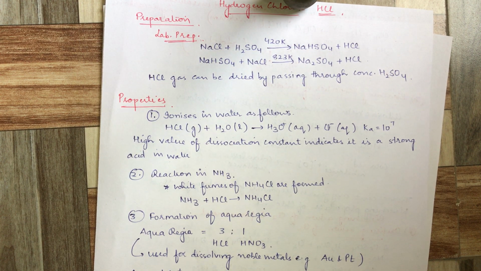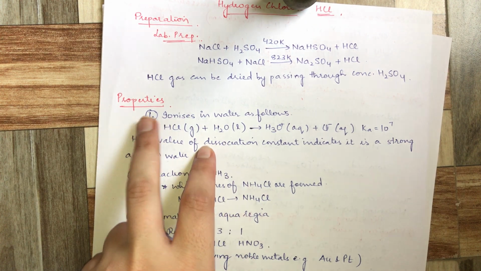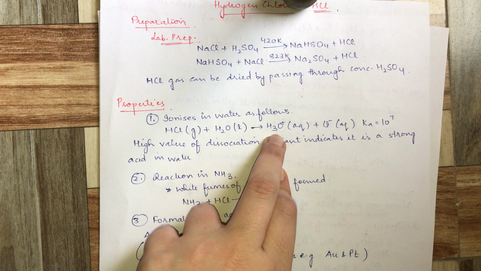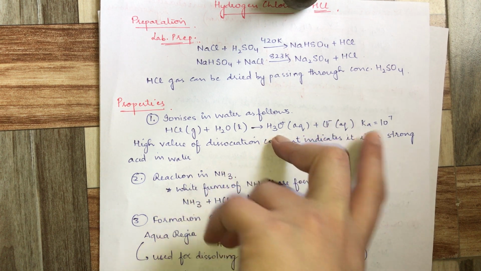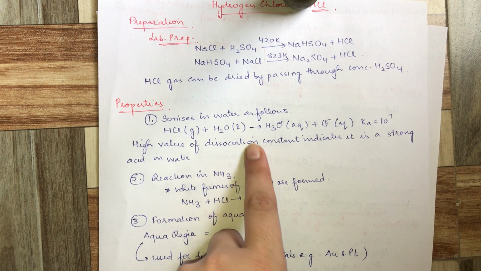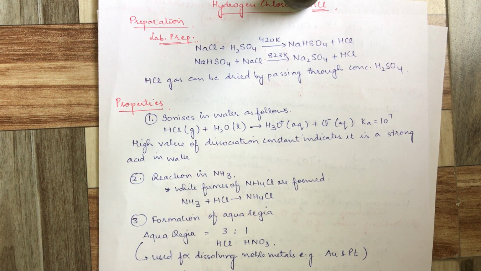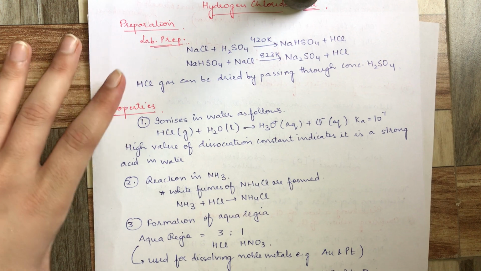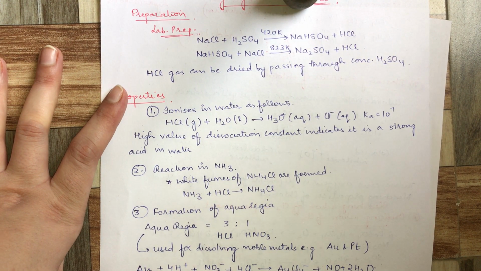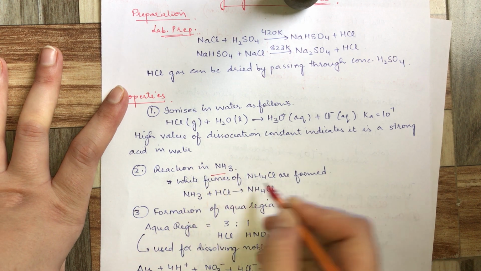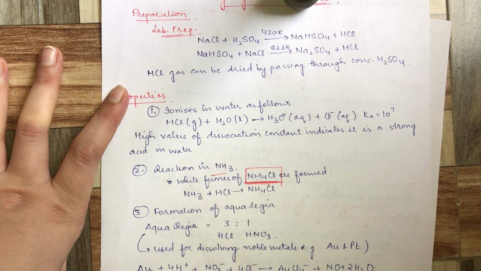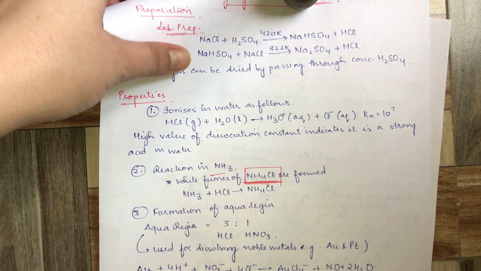Okay, now let's talk about its properties. It ionizes in water. It is an acid, so it releases H+ and forms the hydronium ion with Ka 10 raised to power 7. So it's quite a high dissociation constant, which tells that it is a strong acid in water. In its reaction with NH3, whenever HCl is passed through NH3, white fumes of NH4Cl are released. So very important thing, it's an observation.